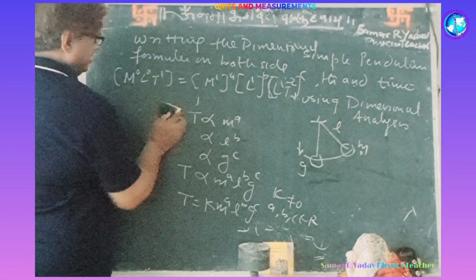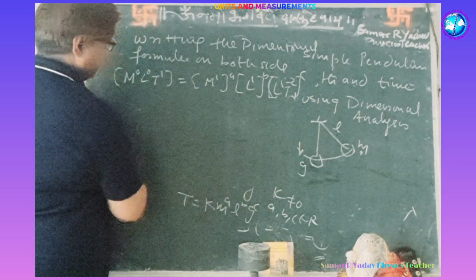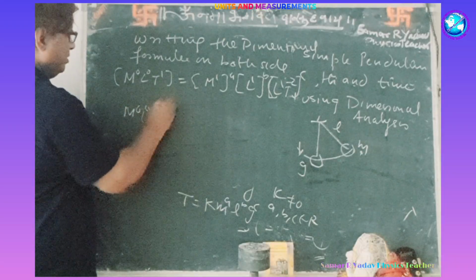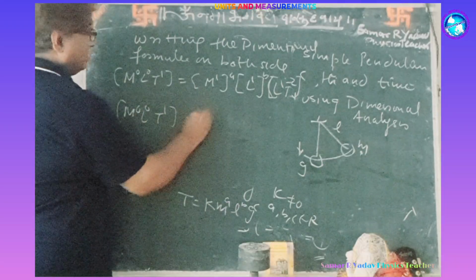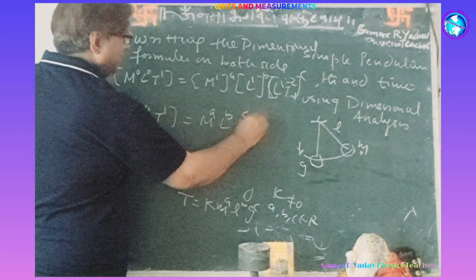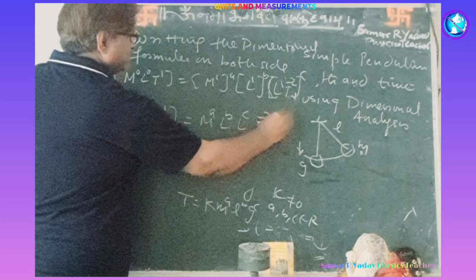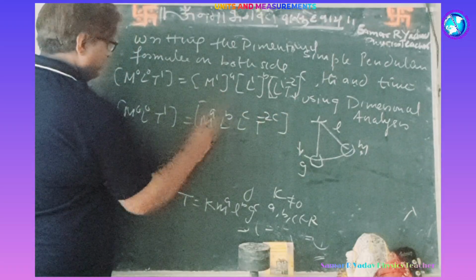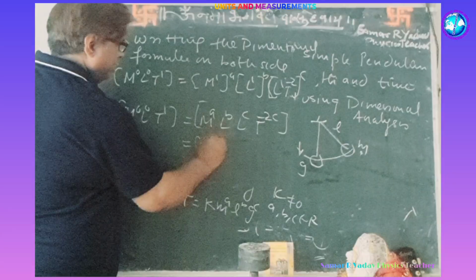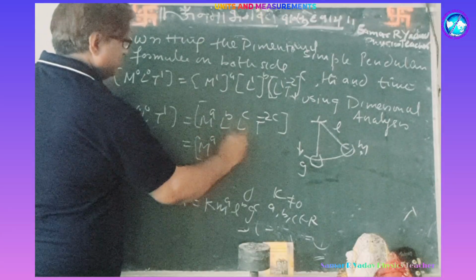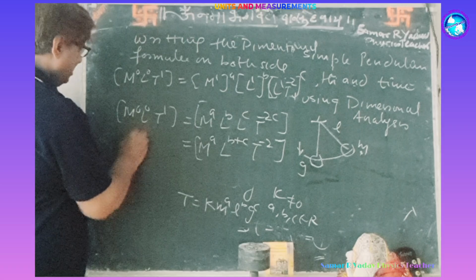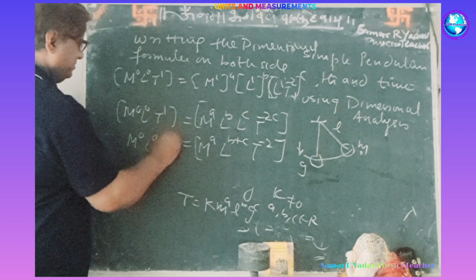Now rearranging the terms here, you can get M^0 L^0 T^1 is equal to M raised to a, L raised to b and L raised to c and T raised to minus 2c. Therefore it is equal to M raised to a, L raised to b plus c and T raised to minus 2c, which is equal to M^0 L^0 T^1.